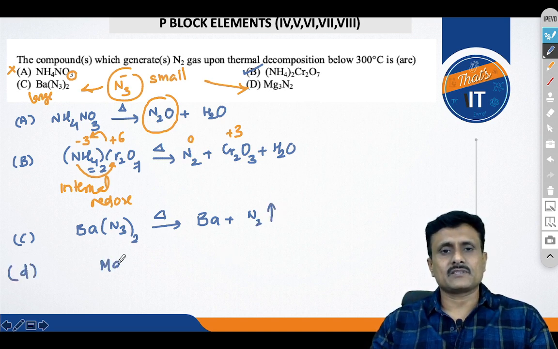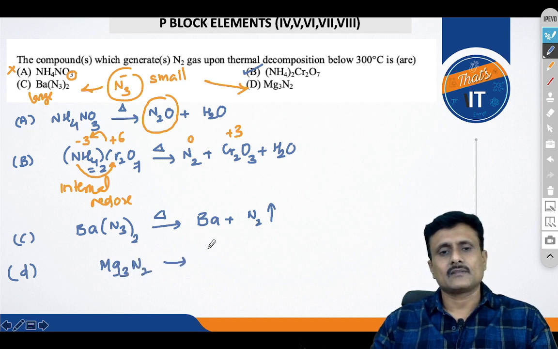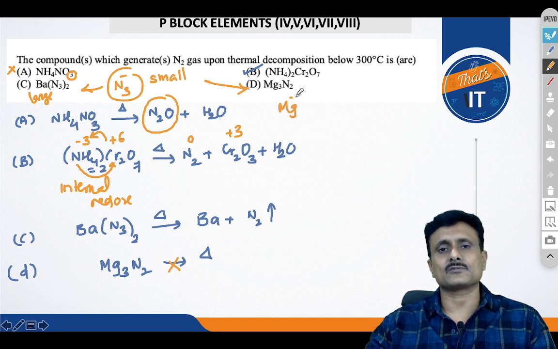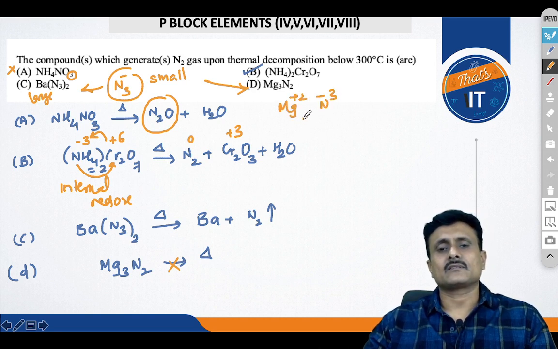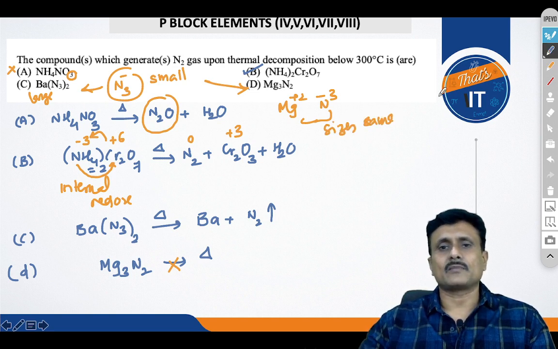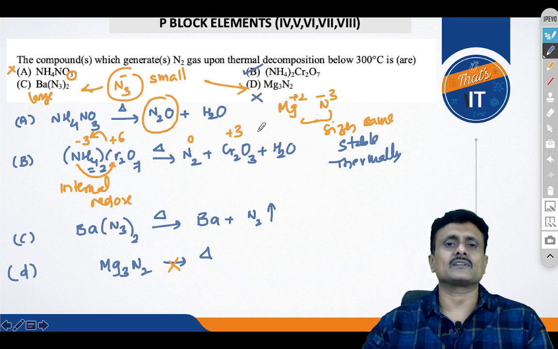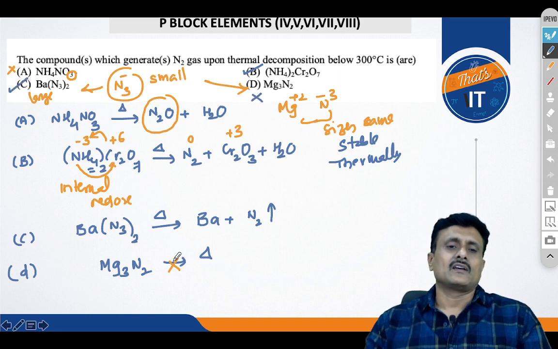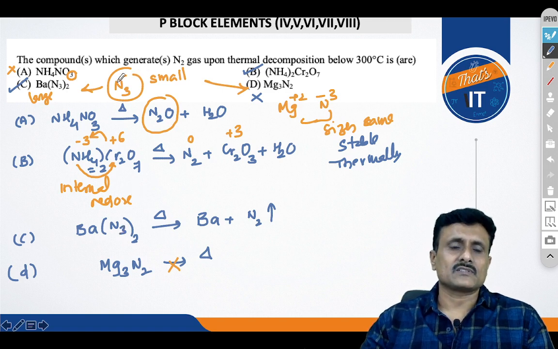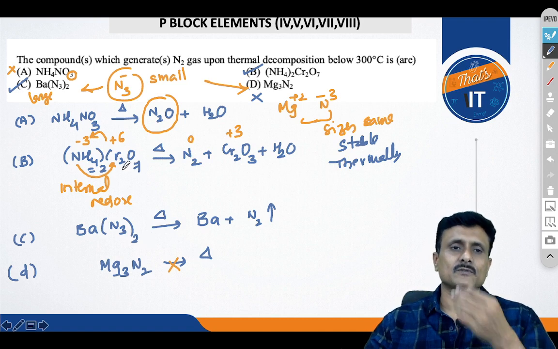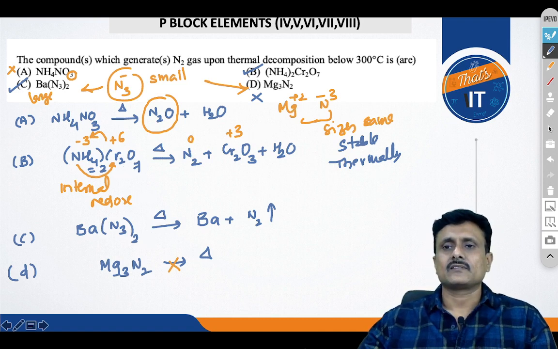Lastly, Mg3N2, as I just said, does not undergo any sort of thermal decomposition because the Mg2+ and N3- sizes are approximately the same, and this combination is stable. This is a thermally stable compound, so it does not dissociate on heating. C gives rise to N2 because it is unstable, because nitrogen is small, barium is large, and does not fit well in the lattice. So the right answer for this question is options B and C.